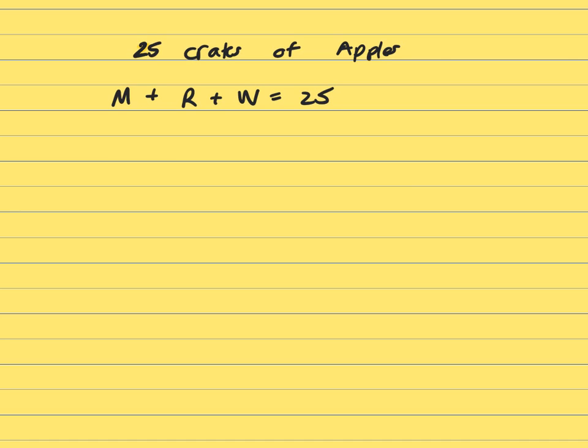All right, we're trying to figure out what is the least possible number of crates of Winesap. We know that there's 25 crates, and I've got Macintosh plus Rome plus Winesap equals 25. Each crate will contain apples of only one variety.